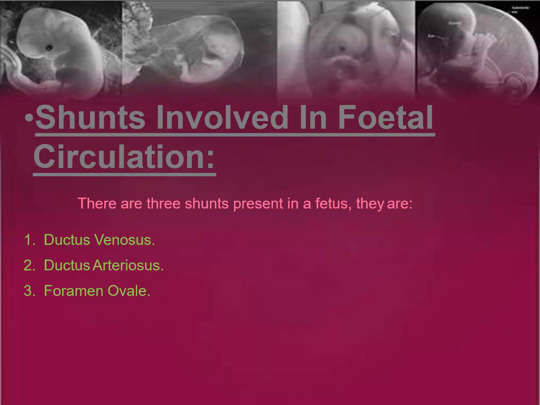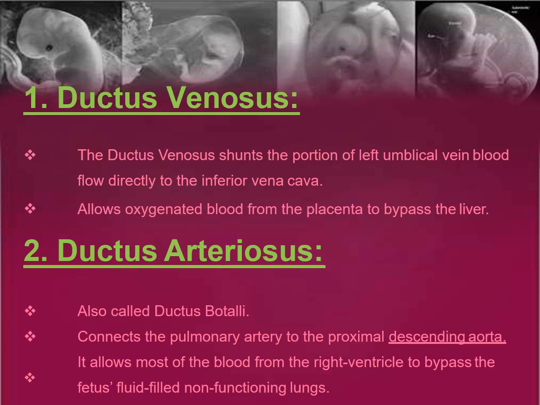Next, shunts involved in the fetal circulation. There are three shunts present in the fetus. They are ductus venosus, ductus arteriosus, and foramen ovale. So let us see these temporary structures. First one is ductus venosus.